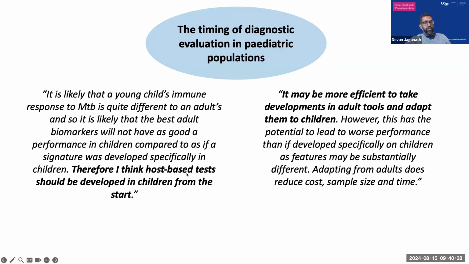But then conversely, someone really highlighted that children have a different immune system. Especially young children have a developing immune system, and we know that their response to tuberculosis is different than an adult. And so, just as I highlighted there, I think they made the point that host-based tests should be developed in children from the start, just recognizing that you can't necessarily take a biomarker, for example, for adults based on an immune response and assume it's going to work as well in children.